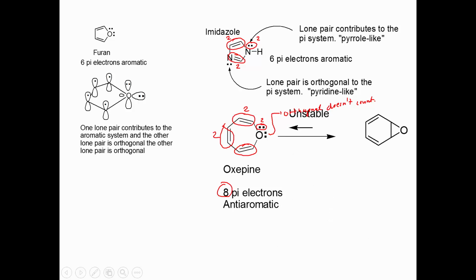Okay, so this is an unstable compound. What it does is it actually is in thermal equilibrium with this structure over here called, I guess, benzene monoxide, benzene monoepoxide.